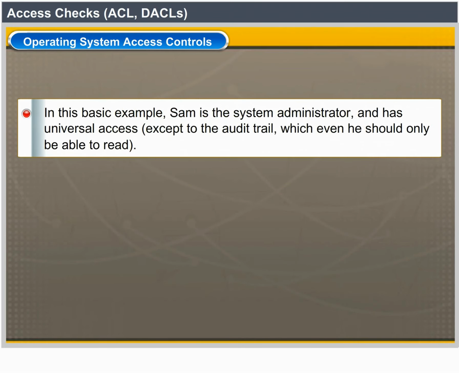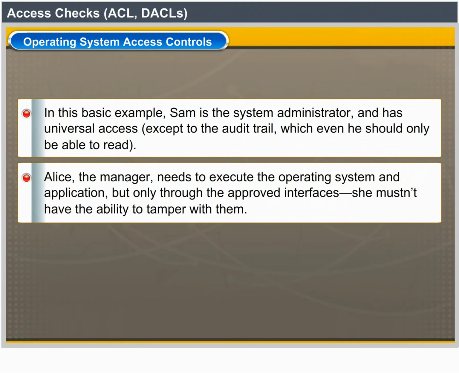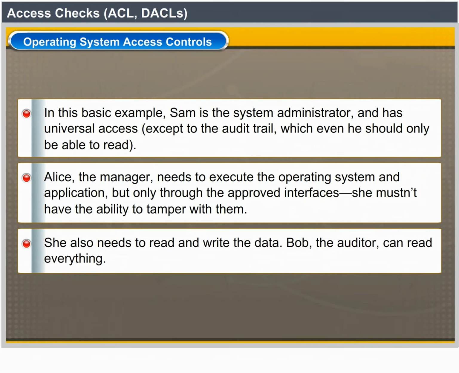In this simplified example, Sam is the system administrator and has universal access except to the audit trail, which even he should only be able to read. Alice, the manager, needs to execute the operating system and application, but only through the approved interfaces. She mustn't have the ability to tamper with them. She also needs to read and write the data. Bob, the auditor, can read everything.